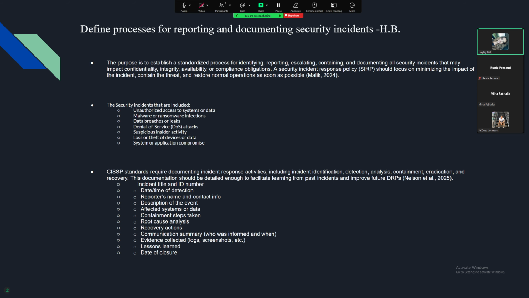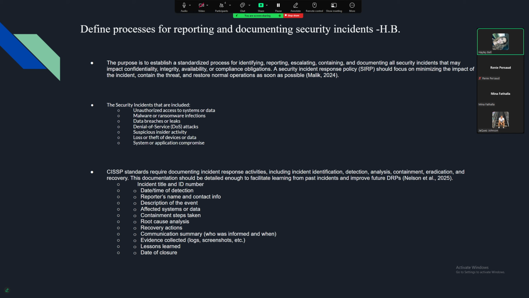The next discussion phase will focus on the process for reporting and documenting security incident policies. So the purpose of the security incident response process is to ensure that when something goes wrong, like a breach or a system compromise, we have a standardized way to detect, report, contain, and then recover from it. And this can help minimize damage and restore operations quickly.